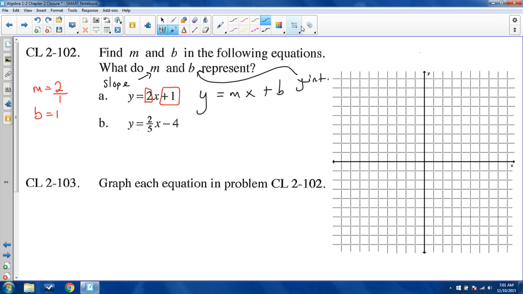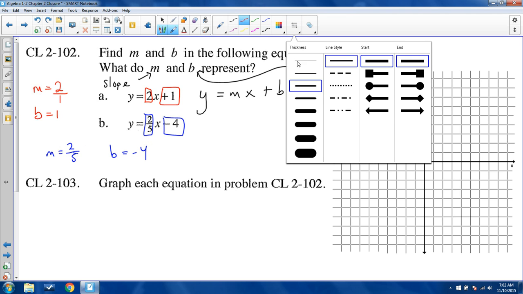Next one, y equals 2/5 x minus 4. Your m value is 2 over 5. Okay, and then your y-intercept, your b value, is negative 4. So we're going to graph both. Okay, we'll make a little bit more sense of what it is we're looking at.